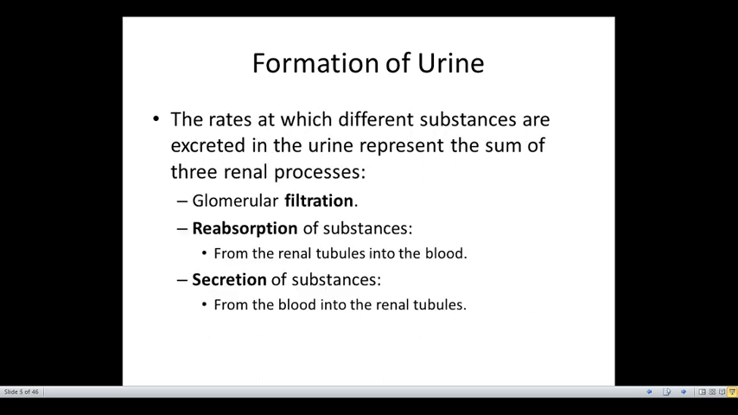The rates at which different substances are excreted in the urine represent the sum of three renal processes. Number one, glomerular filtration. Number two, reabsorption of substances from the renal tubules into the blood. And number three, secretion of substances from the blood into the renal tubules.